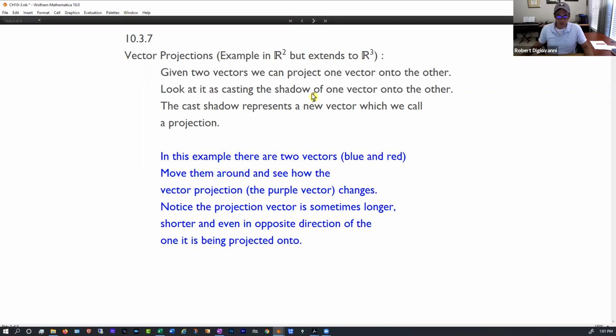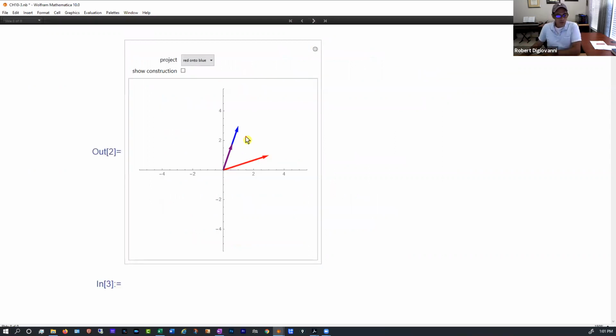I have a two-dimensional example here. Just focus your attention on the red vector and the blue vector. Notice I have them attached tail to tail. This blue vector could really be anywhere, but I'm going to move it to where it's connected to the red one. Then we're going to project the blue one onto the red one. You're casting a shadow, almost like you had a light source casting a shadow onto the red vector, and that shadow creates a new vector projected onto the red vector.